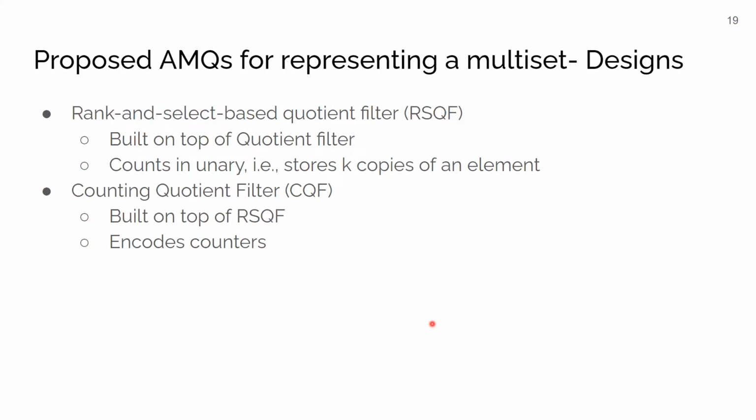So here are the proposed AMQs for representing a multiset. We will first look at the rank and select based quotient filter, that is RSQF, which is built on top of the quotient filter. It has the counting functionality, but it counts in unary, that is, it stores k copies of an element. Then we will look at the counting quotient filter, CQF, which is built on top of RSQF. It encodes counters using a sophisticated scheme.